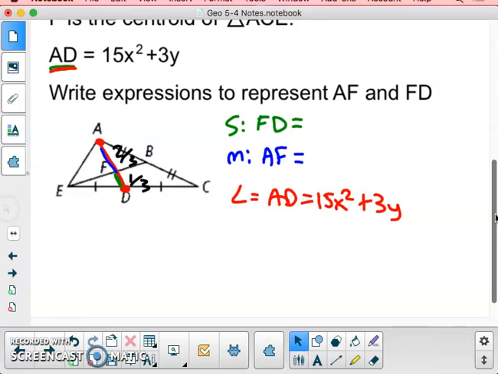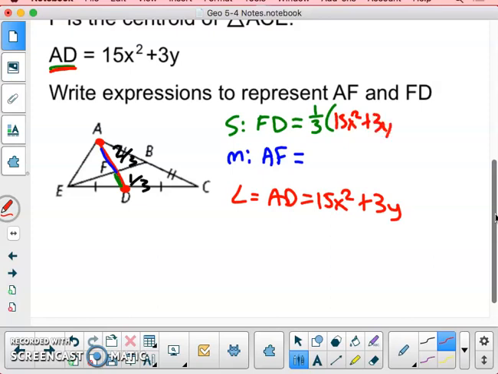But what I know is that FD is 1/3 of the length of 15x squared plus 3y. I can take the whole thing, the total, and divide it by 3 to get the short piece. So when I distribute, 1/3 times 15 is like 15 divided by 3, or 5. I'm not changing the x or the squared, I'm just changing the coefficients. 1/3 times 3y is like 3 divided by 3, so 1y, although you didn't have to write the 1.